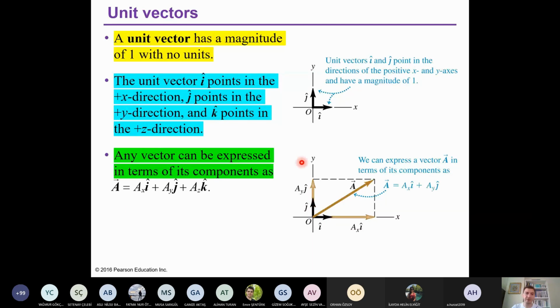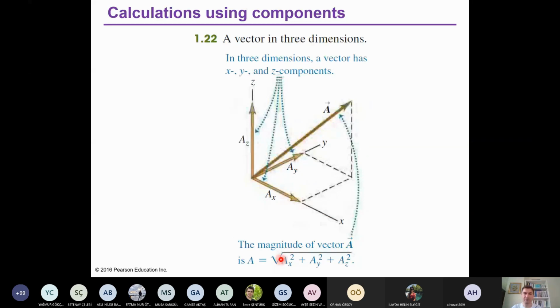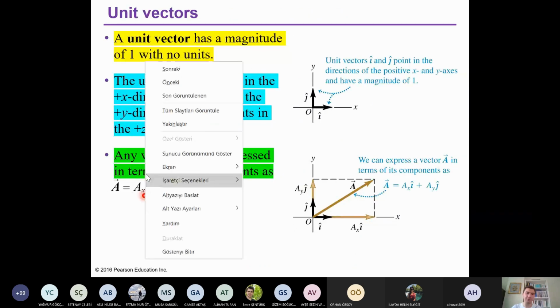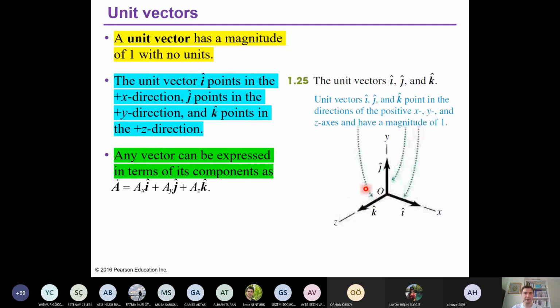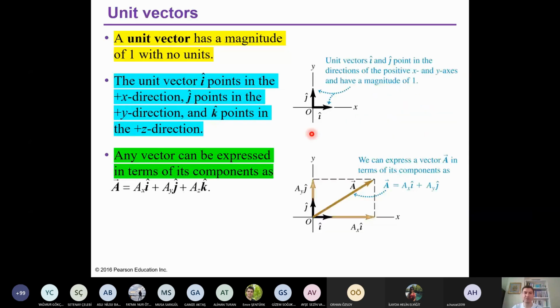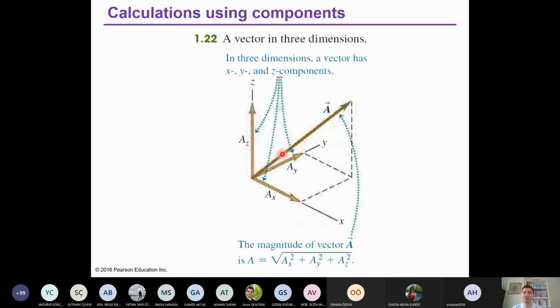If you have a three-dimensional vector like this one, we have three components, and then this vector can be represented like this: Ax times i unit vector plus Ay times j unit vector plus Az times k unit vector. So component along the positive x direction, component along the y direction, component along the z direction. Do you have any question here concerning unit vectors? I have another figure which shows unit vectors together. This is the x-axis, this is the y-axis, this is the z-axis. So look at the picture. You can choose any coordinate system, it doesn't matter.